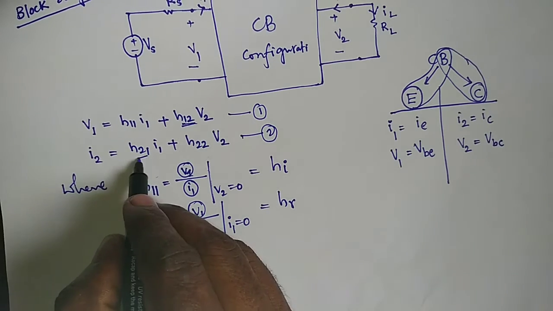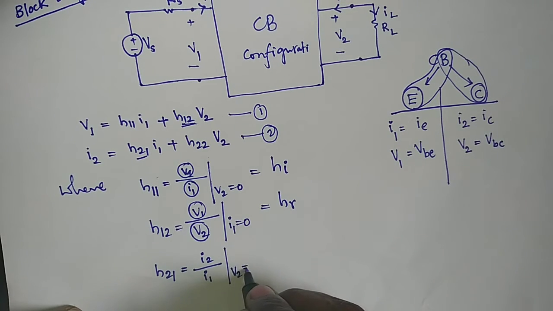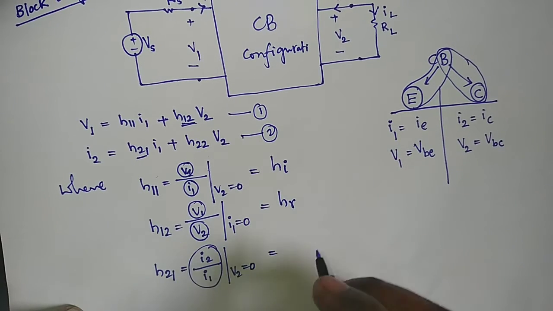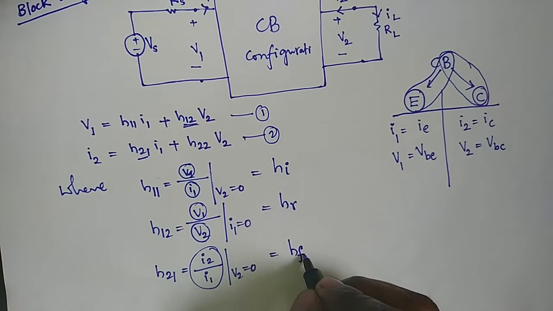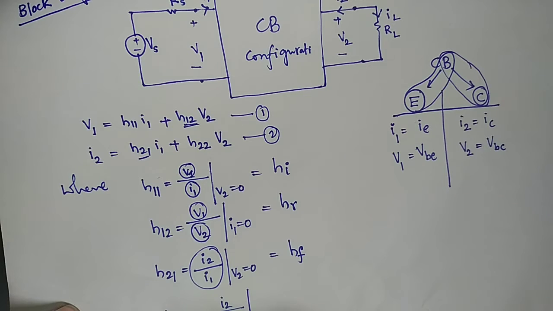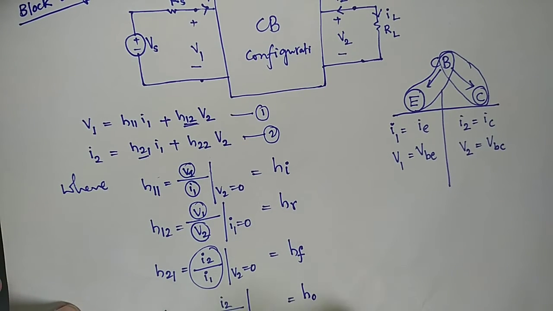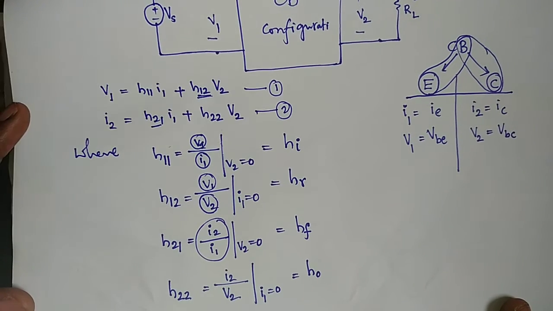Next, the third one is H21. H21 is equal to I2 by I1 when V2 is equal to 0. That is current by current, the forward gain. And H22 is equal to I2 by V2 when I1 is equal to 0. That is current by voltage, the output admittance. So these are the factors to design the hybrid model.